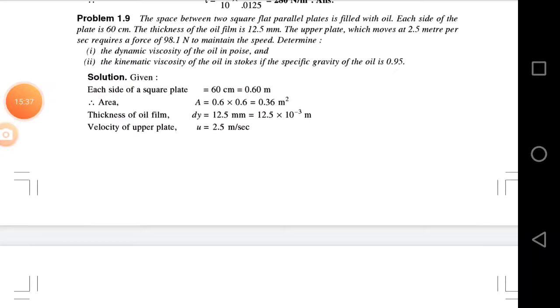Another simple problem. The space between two square flat parallel plates is filled with oil. Each side of the plate is 60 centimeter. Thickness of oil film is 12.5 mm. The upper plate, which moves at 2.5 meter per second, requires a force of 98.1 Newton to maintain the speed. Determine dynamic viscosity of oil in poise and kinematic viscosity.